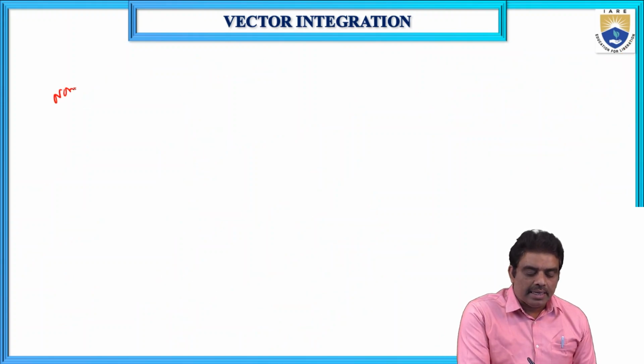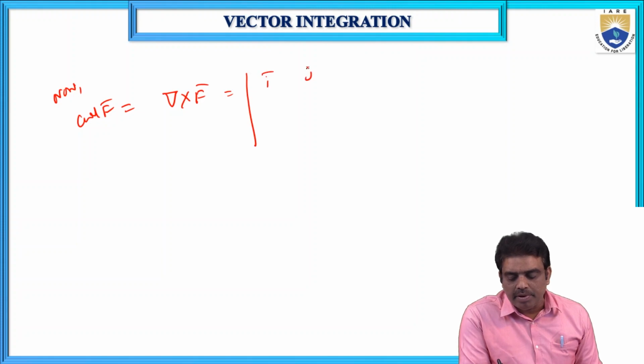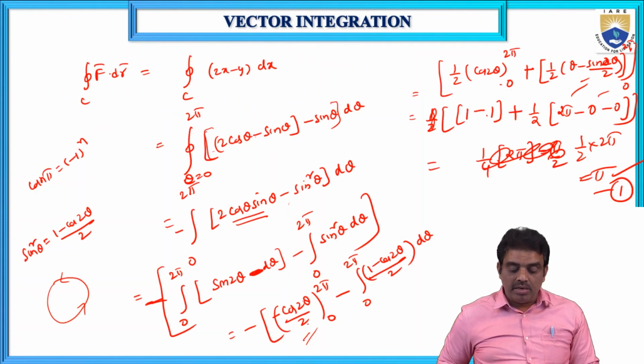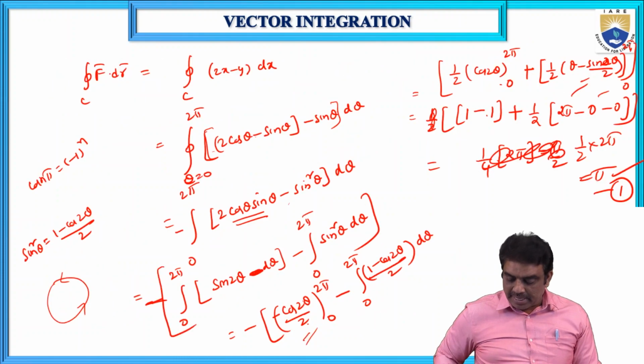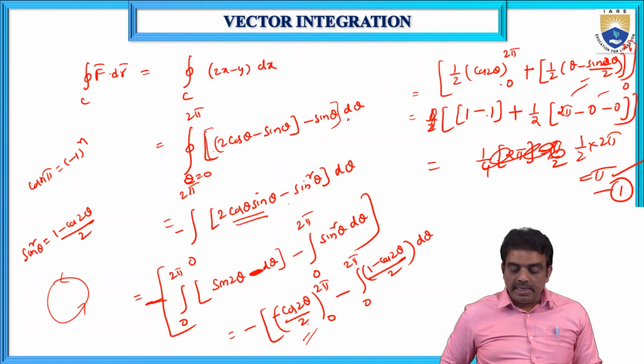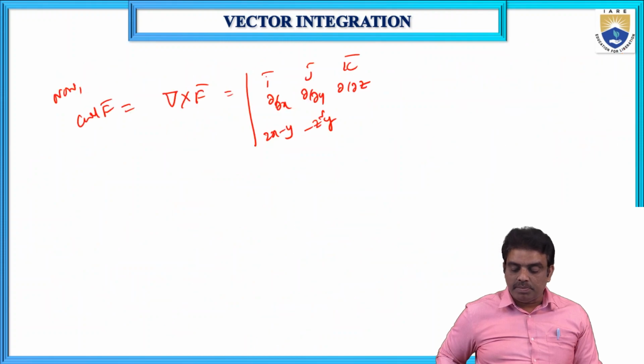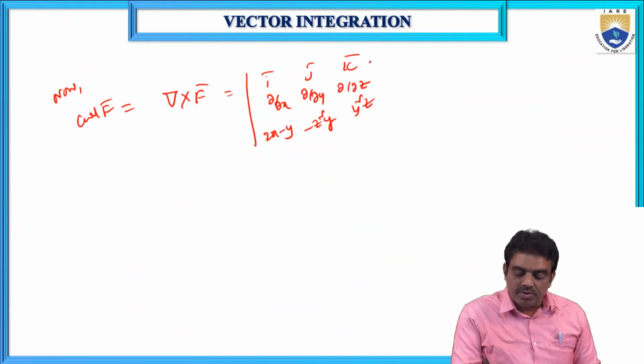Now we consider curl f bar. What is curl f bar? Curl f bar means del cross f bar. Del cross f bar means the determinant with i bar, j bar, k bar, and dou by dou x, dou by dou y, dou by dou z. And what is f bar? I bar coefficient 2x minus y. I will retake: 2x minus y, minus z square y. I think the second term is minus z square y. Already I have written here minus z square y.